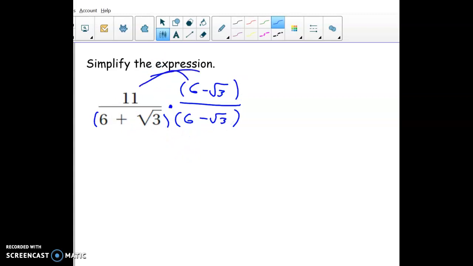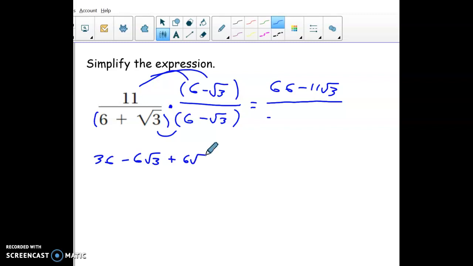Up top, we're just going to distribute. And so we'll get, oh geez, that's brutal. Let's try again. We will get 66 minus 11 root 3. Okay, and in the denominator, I'm going to FOIL. So 6 times 6 is 36. 6 times root 3 is negative 6 root 3. Positive root 3 times 6. And then root 3 times negative root 3 would be negative root 9.